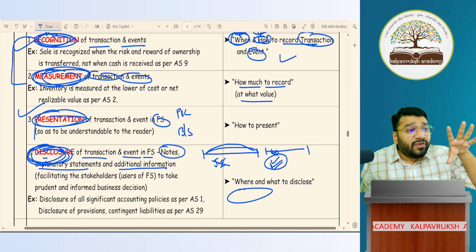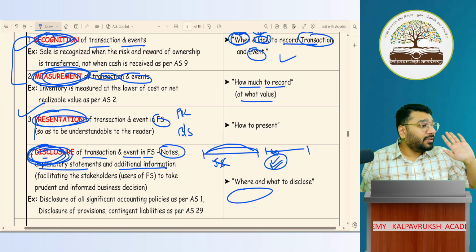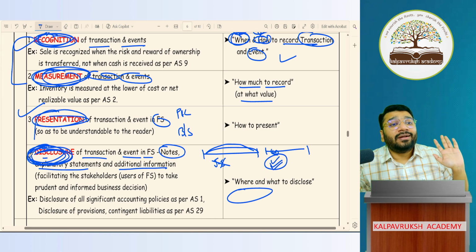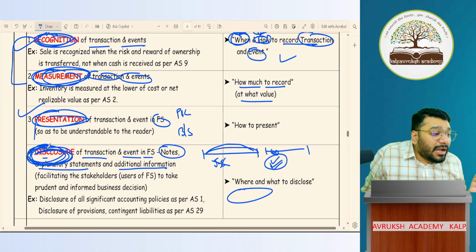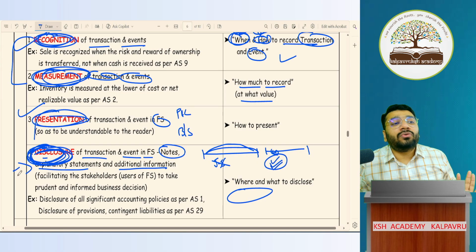Disclosure means what? Information to be given in notes to accounts. This disclosure has got nothing to do with trading P&L and balance sheet. They are talking about the information to be given in the notes to accounts.